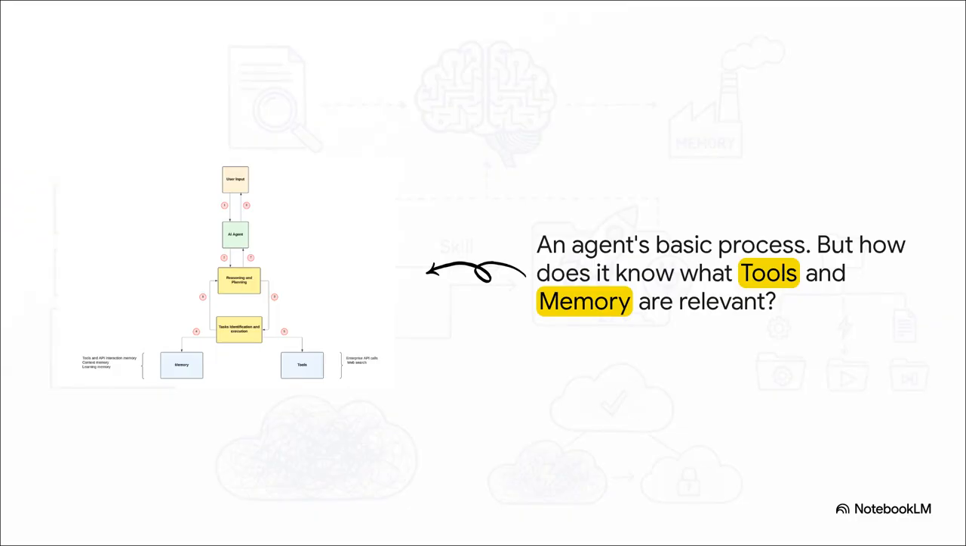Okay, so this is the standard playbook for an agent. It gets some input, it thinks, it plans, it figures out some tasks, and it uses its memory and tools. But here's the catch. Look at the memory and tools boxes. How on earth does it know which tools are the right ones for this job, or what memories are relevant for this specific project? This generic loop just isn't going to cut it.